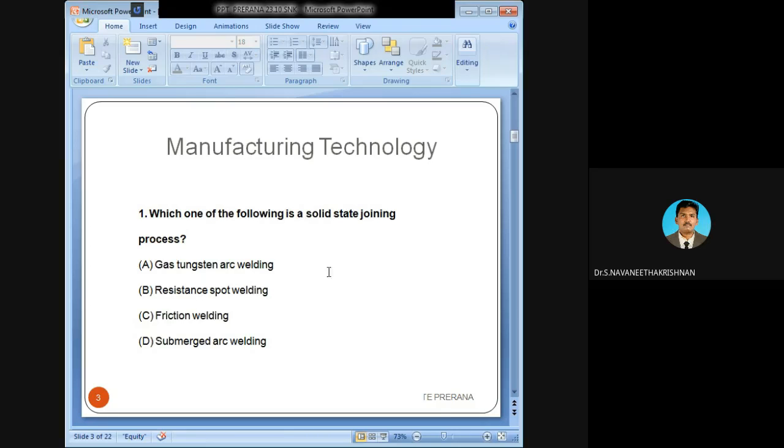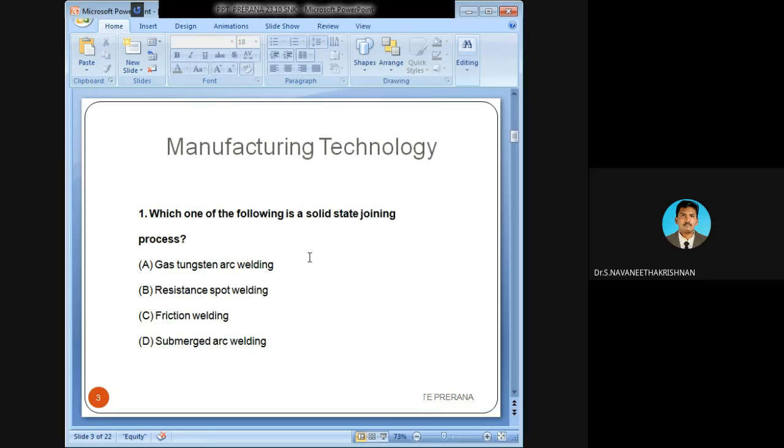The second one is resistance spot welding. The third one is friction welding. The fourth one is submerged arc welding. So welding is one of the joining processes, for example by using arc welding, the gas tungsten arc welding.